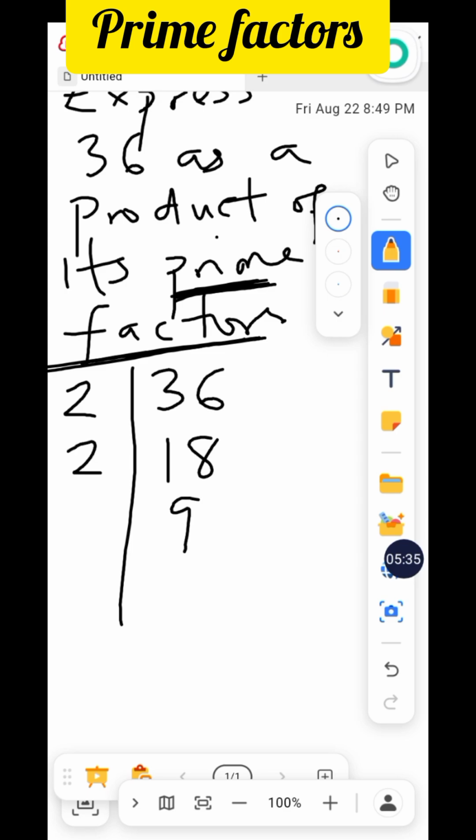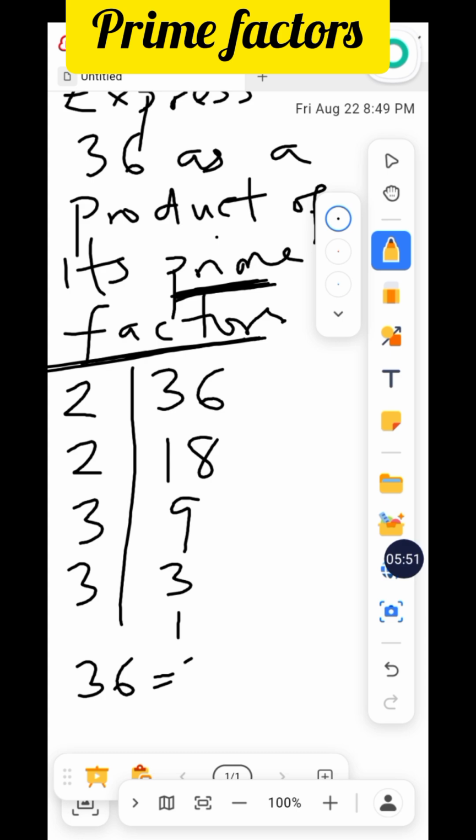2 goes in 18, that is 9. At this junction, you cannot say 9 goes in 9, you'll be wrong because 9 is not a prime number. So you have to look for the next prime number that can go, that's 3. 3 goes in 9, that gives us 3. Then 3 goes in 3, that gives us 1.